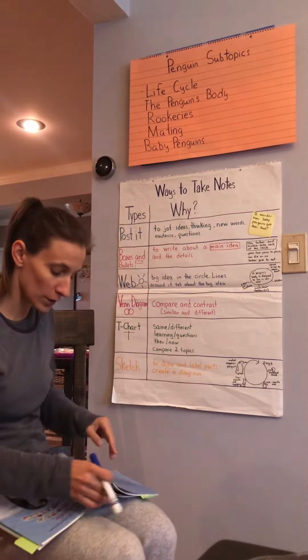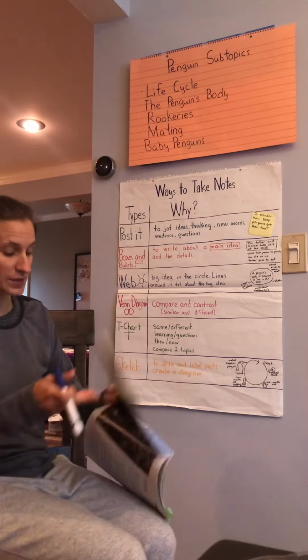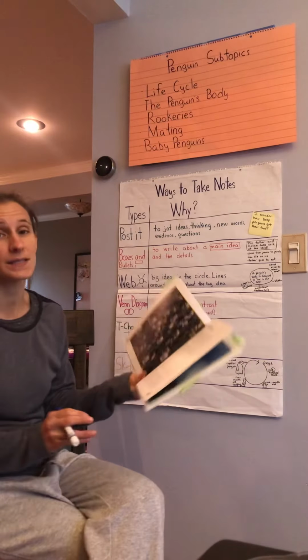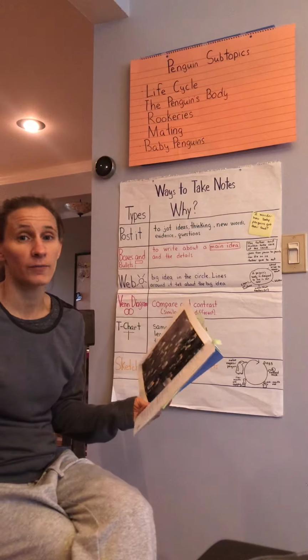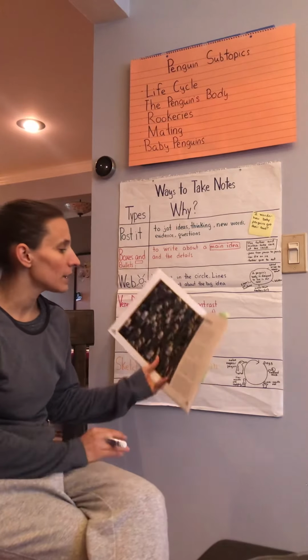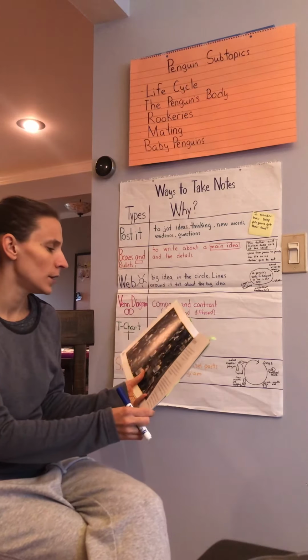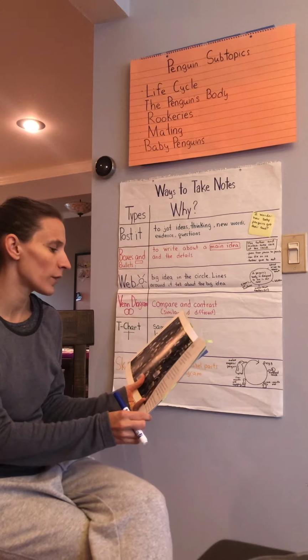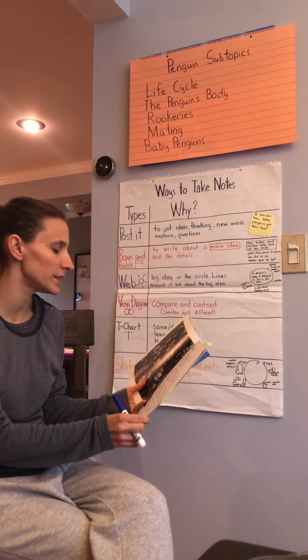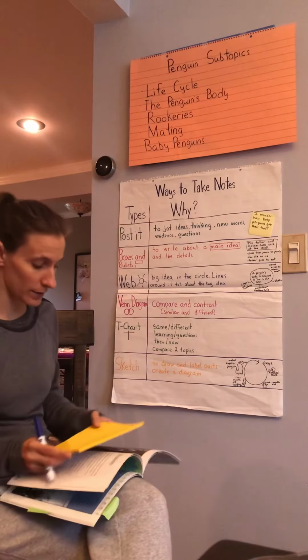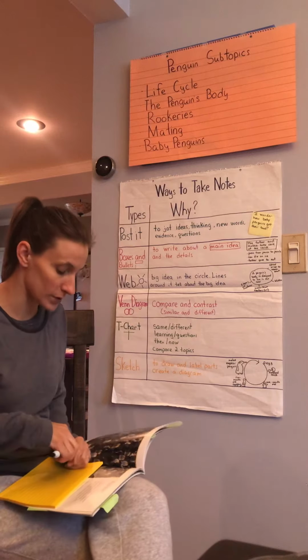So today we're going to look back at the read aloud that I read this morning on rookeries, because that's one of my subtopics, and I'm going to practice taking some notes that's going to help me for my writing later. So I'm looking back at my book. Penguins nest in large groups called rookeries. Most penguins spend the year hunting far away from their rookery. They return to the rookery once a year to have babies. So I'm actually going to do a boxes and bullets for that. I think that would be a good way to note take here.